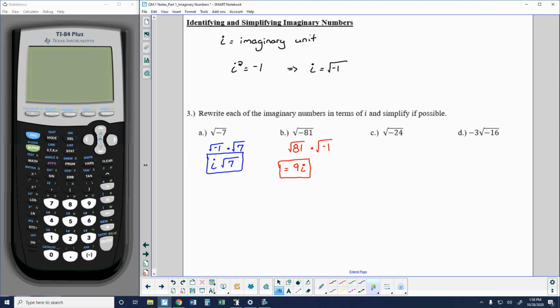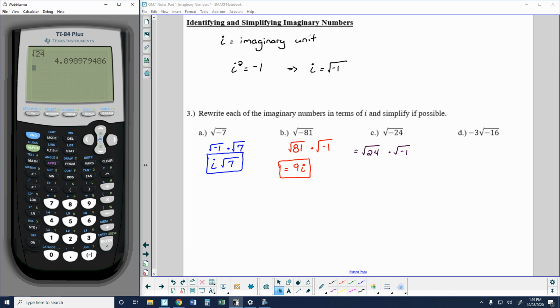In C, we can do the same thing. However, in C, we're going to find a different simplifying process. So the square root of 24 times the square root of -1 is how we can break down this expression. Now, the square root of 24 is not a perfect square. I cannot take the square root of 24. If I tried that in my calculator, I'd come up with a decimal answer, but we're going to give our exact answers. We're not going to round here.